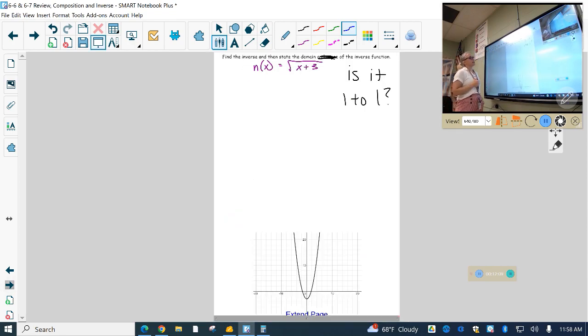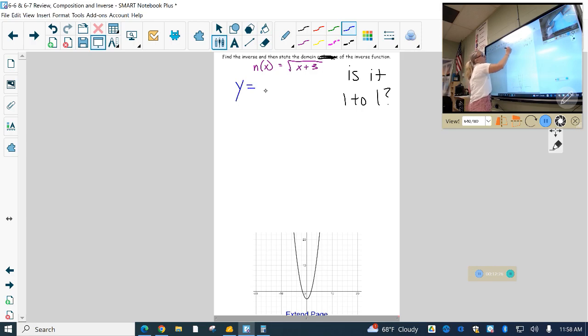Find the inverse and state the domain of its inverse, and is it one-to-one? Well, let's go ahead and look at this. If I were to graph this, and we talked about this when we did our notes, what would it look like? We would just have a line that goes out to the side because there is no plus or minus. But let's go ahead and find the inverse.